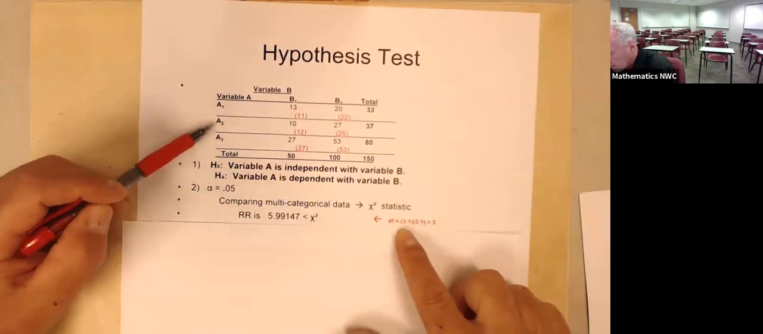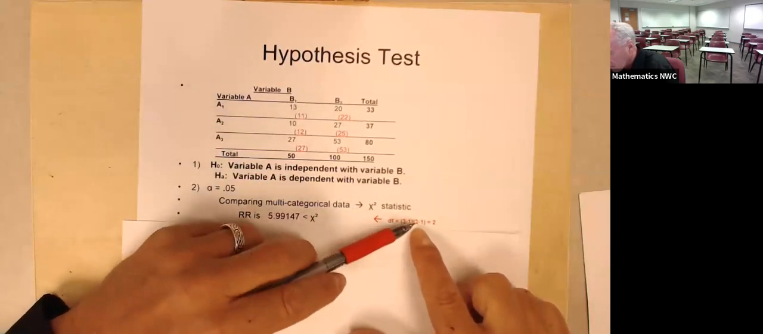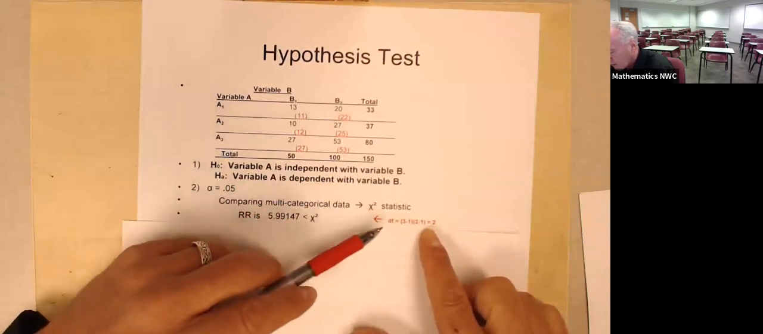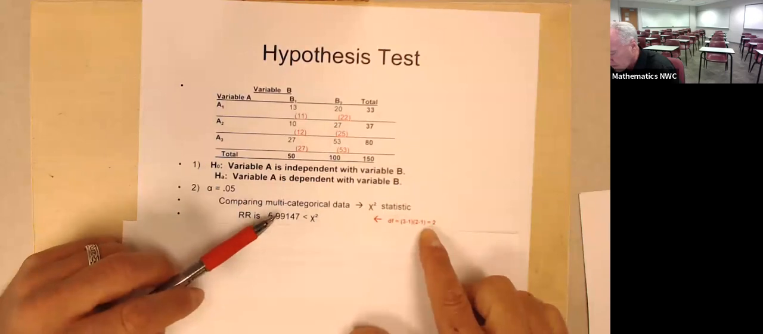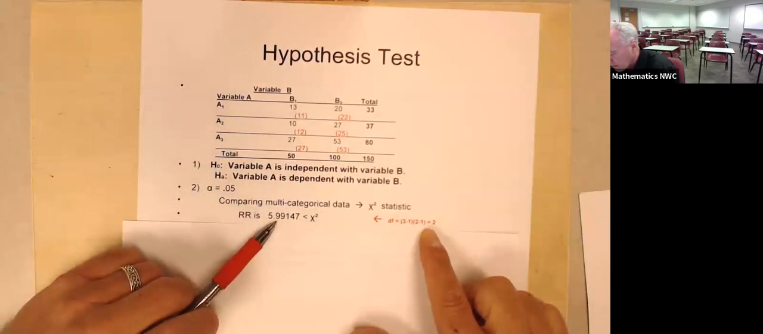1, 2, 3 levels, 1, 2 levels up here. 3 minus 1 and 2 minus 1, I take their product, that's 2 times 1, I got 2. I would have had 2 degrees of freedom on my chi-squared chart. Look at the 0.05 column, that would have been the number.